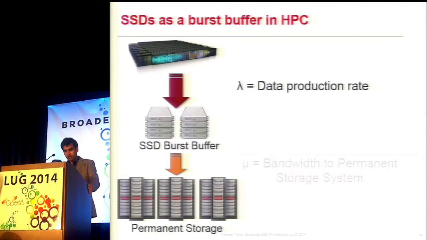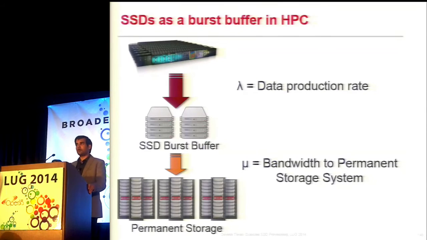Let me introduce 2 key terms that I will keep talking about for the next few minutes. One is lambda and another is mu. Lambda is the data production rate. Remember, lambda is not the bandwidth to your burst buffer, it's the production rate, how much data is being generated by the simulation. And mu is the bandwidth to the permanent storage, the PFS storage system.